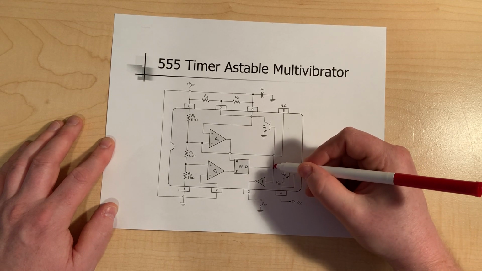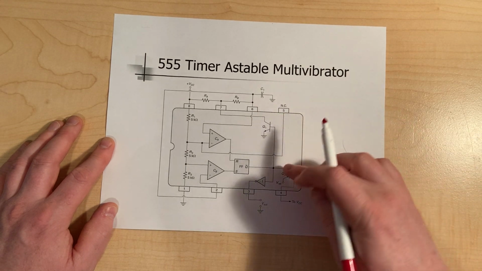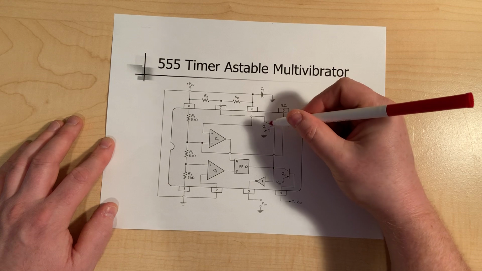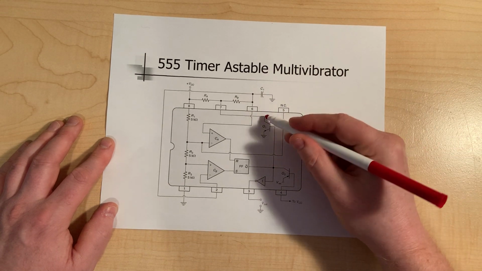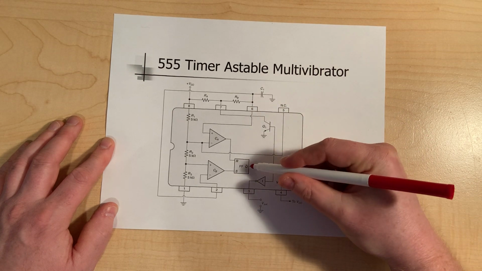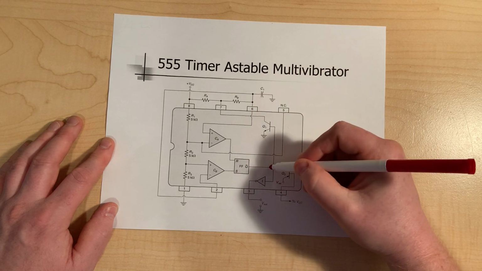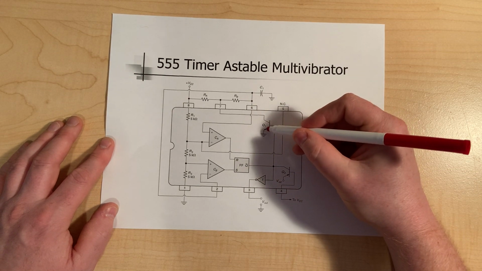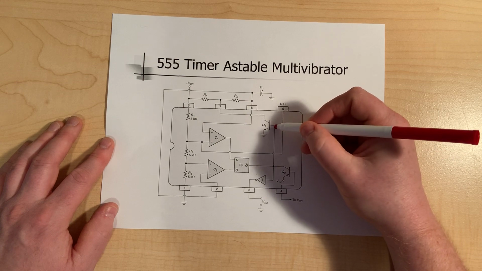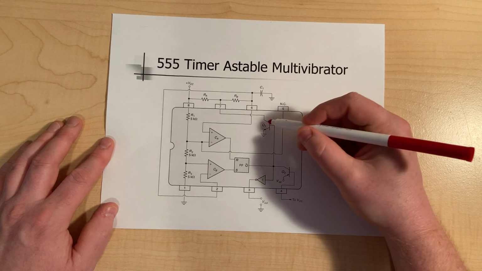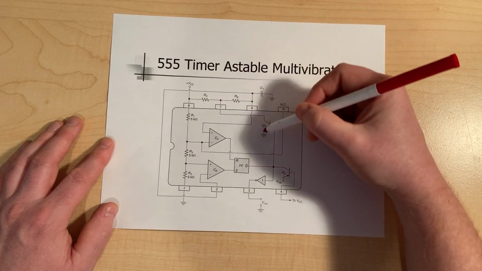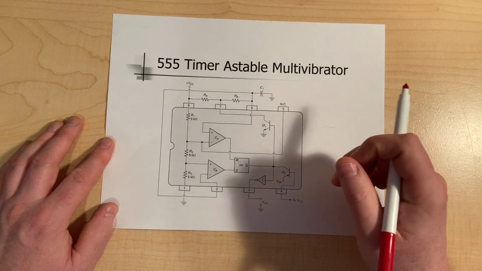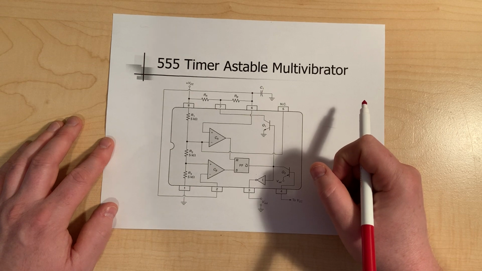This output gets tied, we'll talk about this one in a minute, but more importantly gets tied to Q1. Let's just treat Q1 as a switch. If the output, or Q0, goes high, Q1, because it's just an NPN, will basically turn on and short pin 7 to ground. Okay, that's an important concept to understand right now.